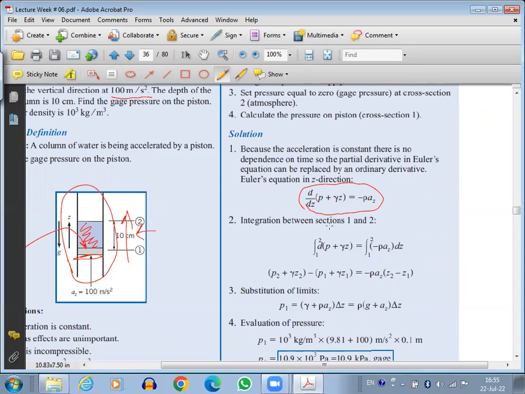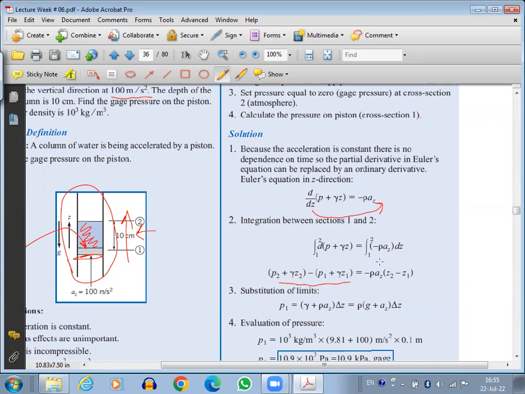Okay. Now what I have to do is that I have to integrate this from 1 to 2. If I integrate it from 1 to 2, I can put this dz on the other side. Okay. So it becomes d(p plus gamma z) equals to negative rho az dz integrated from 1 to 2. So it will become (p2 plus gamma z2) minus (p1 plus gamma z1). This will be the simple integral of this thing.